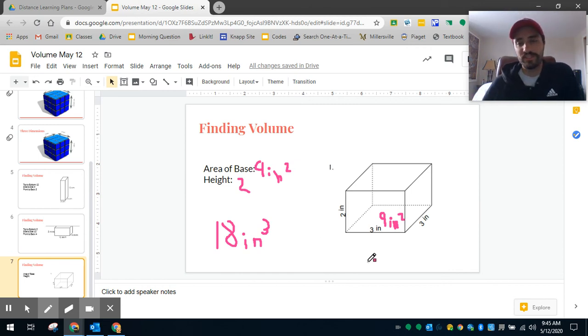We will talk more about this in the future, but I wanted you to see that the area of the base times the height is another way to find volume, but that's basically just the same thing. We ended up multiplying all those numbers together.